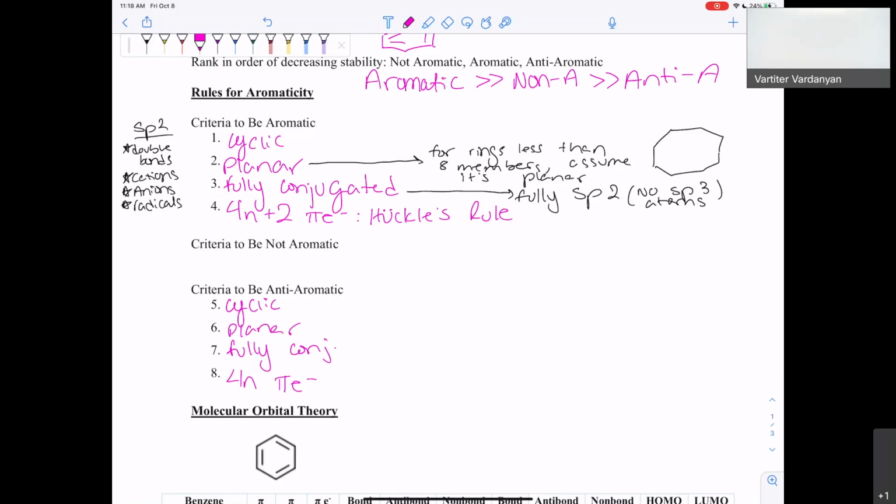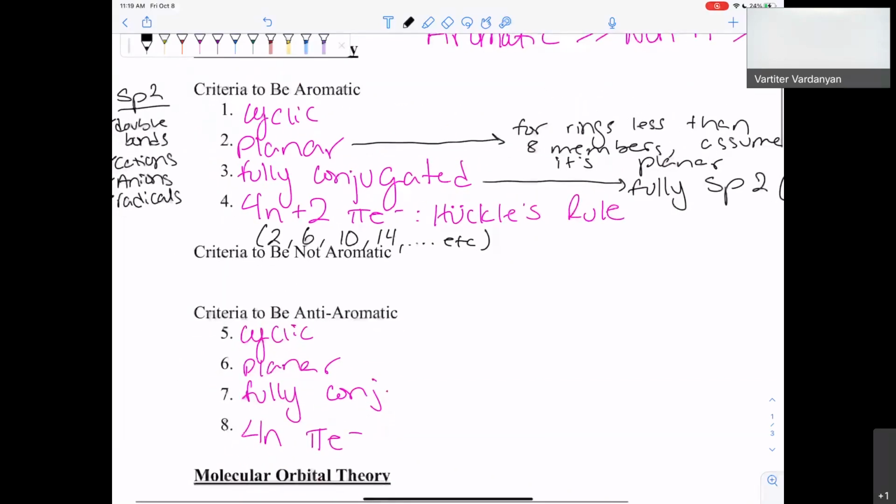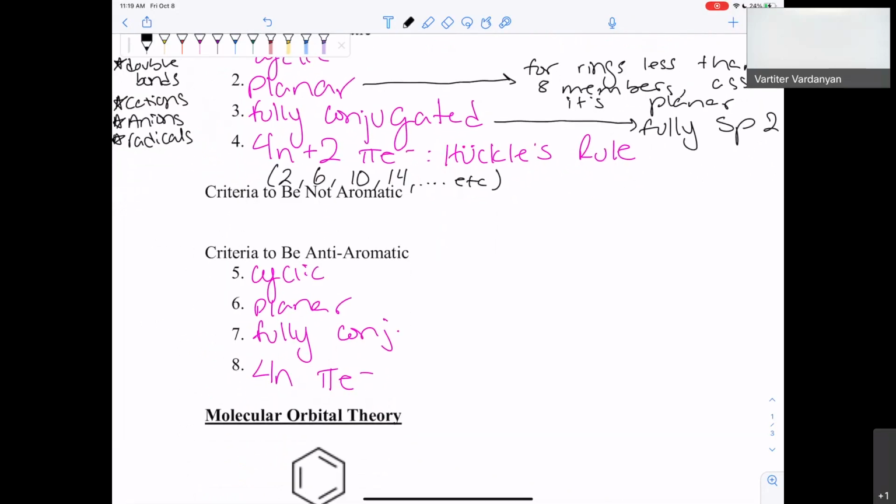I like to tell you guys, just ignore that whole thing. n is just any real number, and for any ring, you can have any number for n. So all it's saying is that in order to be aromatic, you have to have some multiple of 4 plus 2, which means 2, 6, 10, 14, etc. Any multiple of 4 plus 2. So 4 times a number plus 2. Versus to be anti-aromatic, you have to be some multiple of 4. So 4, 8, 12, 16, etc.